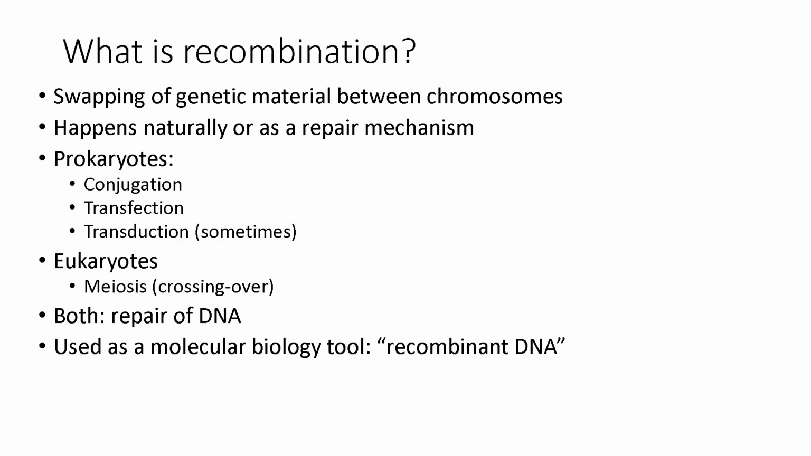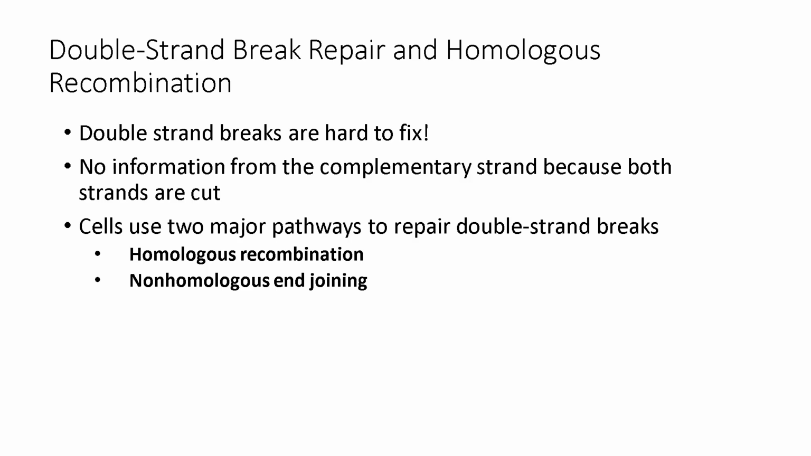Importantly, recombination is also an essential laboratory technique used to generate recombinant DNA molecules, which form the basis of many genetic engineering strategies. Double-strand breaks are among the most severe forms of DNA damage because they remove the complementary sequence needed for repair. To manage this challenge, cells utilize two primary repair pathways: homologous recombination and non-homologous end joining.